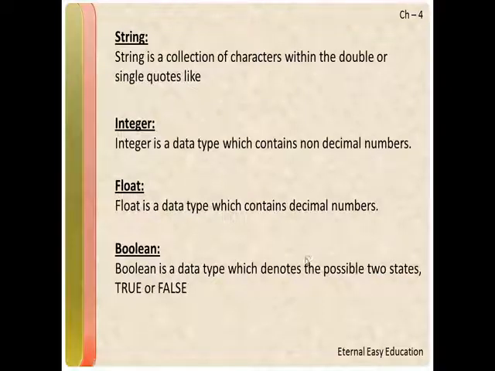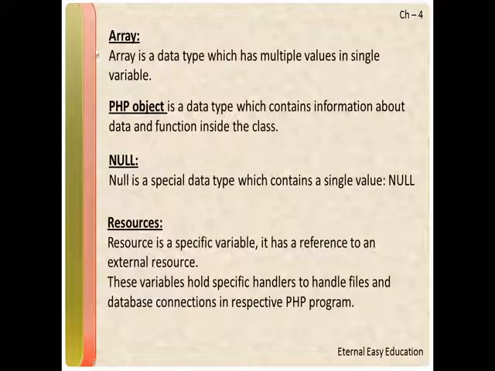If it is a student report, the student average will be in decimal points. Boolean. Sometimes they may ask whether you are physically challenged. Yes or no. Only two types of answers. So it is true or false. So boolean is a data type which denotes the possible two states, true or false. Array is a data type which has multiple values in a single variable. It's important and it is a separate chapter in your syllabus.